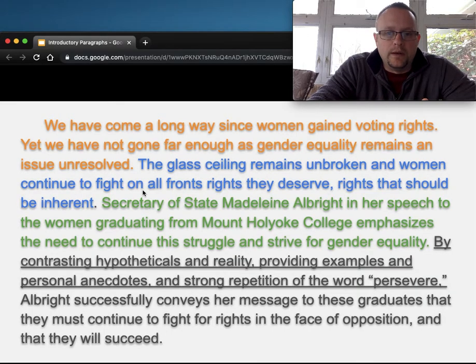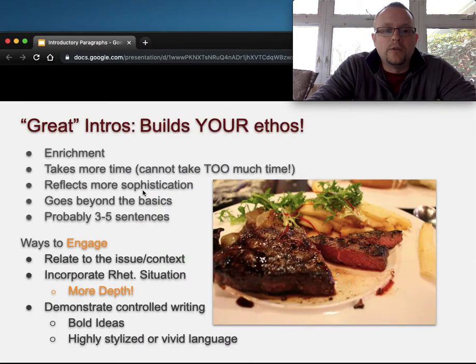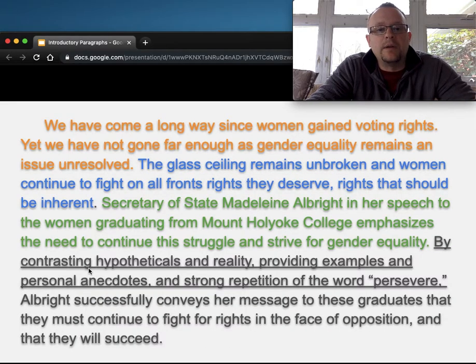In the opening, we have come a long way since women gained voting rights, yet we have not gone far enough as gender equality remains an issue unresolved. The writer is contextualizing, is relating to the argument itself. It's connecting the writer, him or herself, as well as the audience, the reader, to the issue that Albright is taking a look at. So when we go back to relating to the issue or the context, that is certainly happening here, where we've come a long way since gaining voting rights, but we have not gone far enough as gender equality remains an issue unresolved.